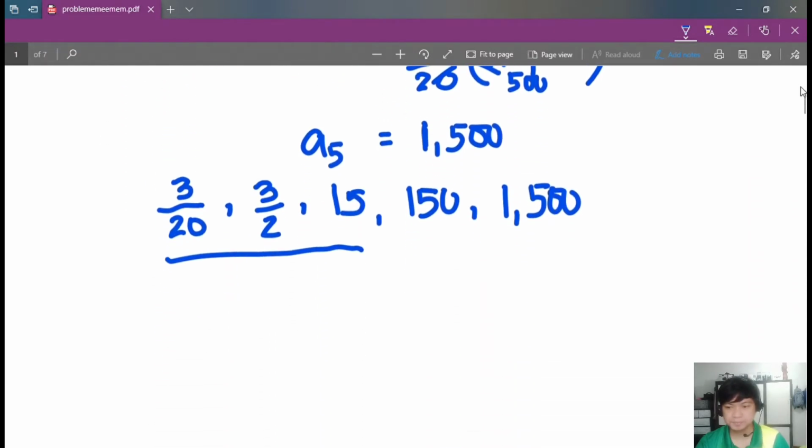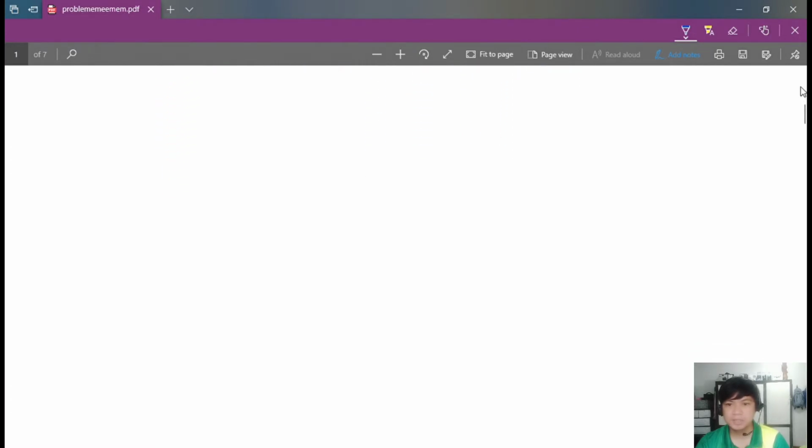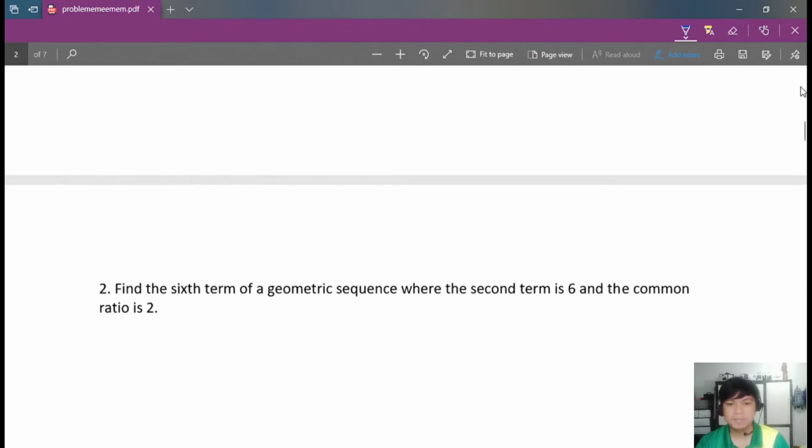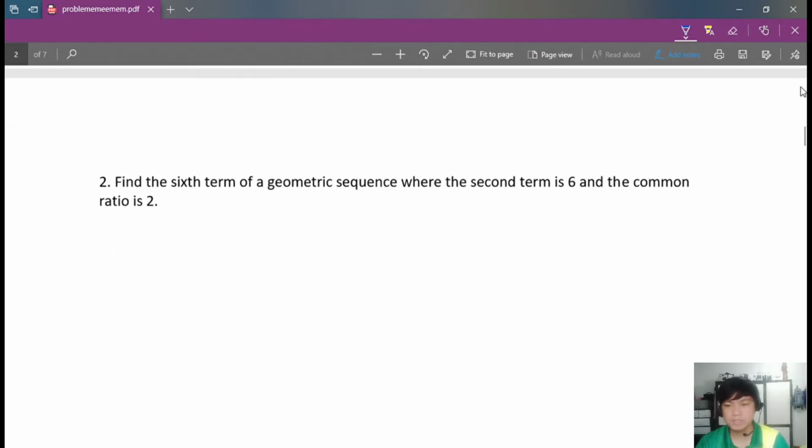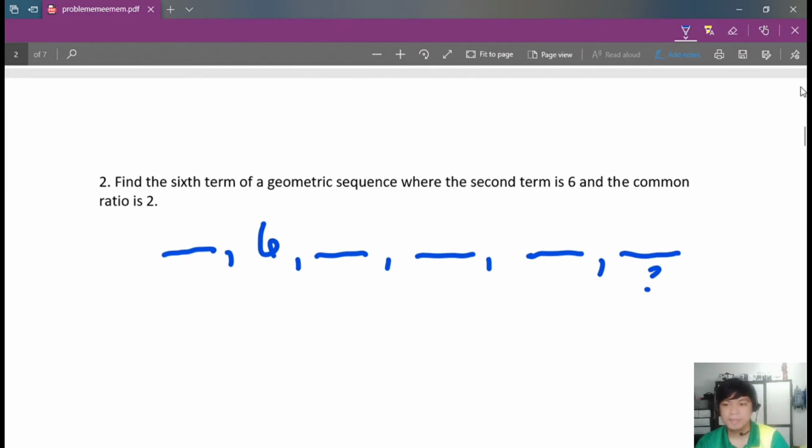So, let's proceed to number 2. For number 2, find the sixth term of a geometric sequence where the second term is 6 and the common ratio is 2. So, this is how our problem looks. The first term is missing. The second term is 6. Then the third is missing, and the fourth and fifth too, and we find the sixth term. The sixth term is what we're looking for. The common ratio is 2.